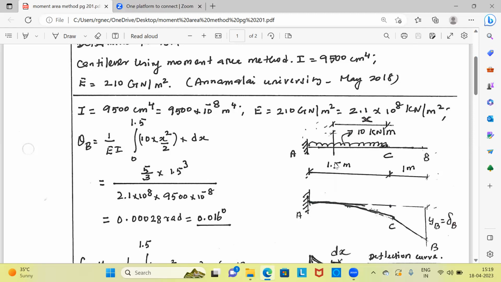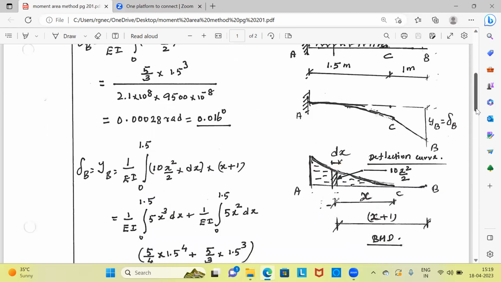That is equal to 1 by EI times the area of the bending moment diagram between the points B and A. Here, between B and C, there is no load. So there is no bending moment diagram between B and C. Between C and A, load is there, and the bending moment diagram we have to draw.